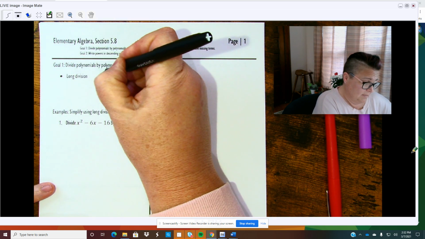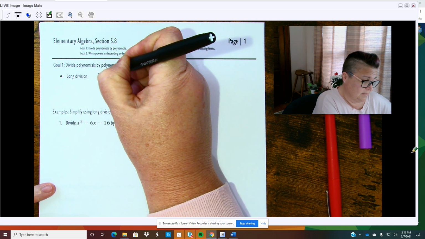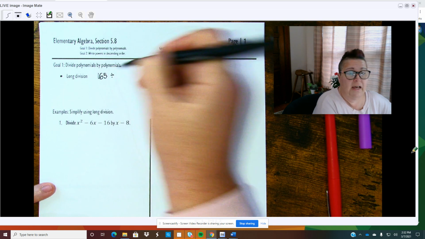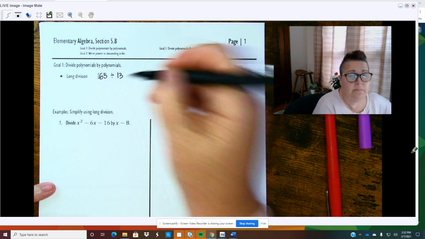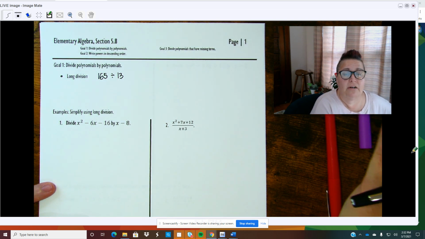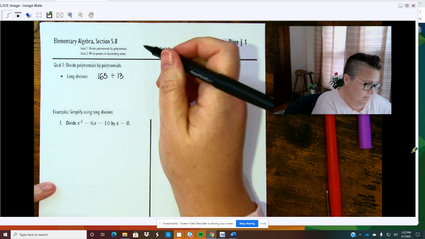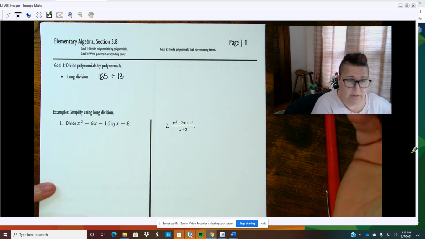Basically, if you had to take, let's say, 165 and divide it by, I don't know, let's do 13. How would you do this long division problem? No calculator, long division, right? I'm not saying you don't get a calculator. I'm saying we need to remember the algorithm here.